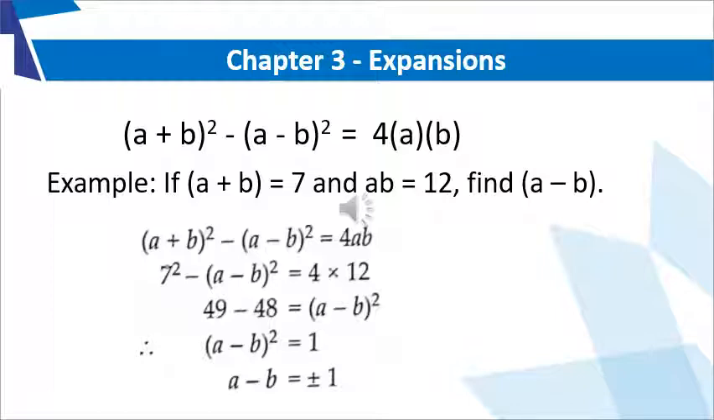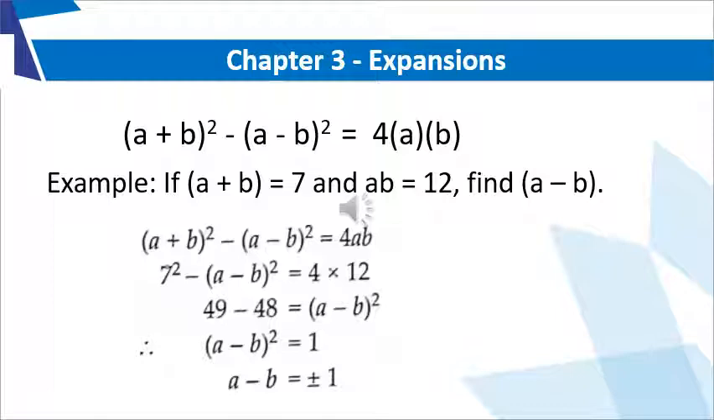If A plus B is equal to 7 and AB is equal to 12, find A minus B. The easiest way is to apply this identity. Substituting the value of A plus B equal to 7 and AB equal to 12, we get 7 square minus (A minus B) the whole square is equal to 4 into 12. This implies that 49 minus 48 is equal to (A minus B) the whole square, or (A minus B) the whole square is equal to 1.